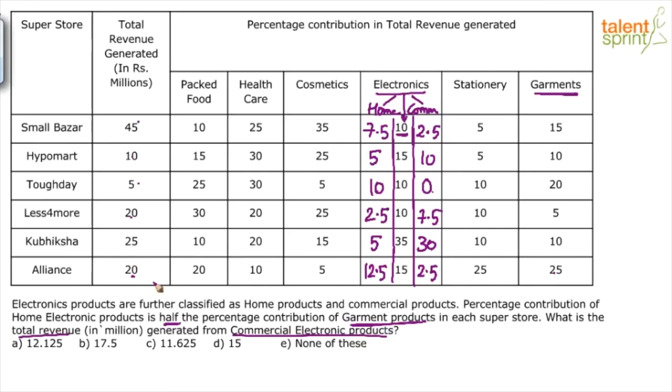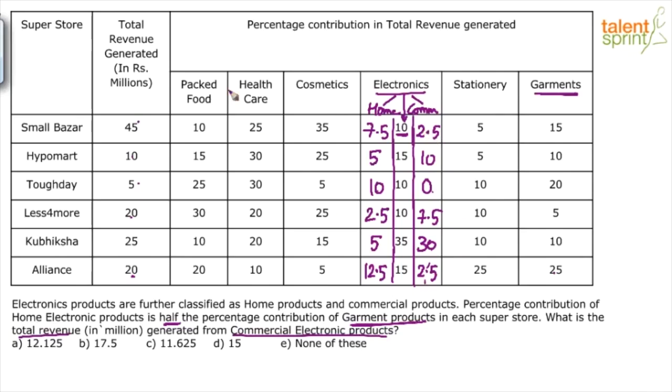So I would like to skip the calculation. I'm sure you can do it yourself. Just take these percentages with respect to the total revenue for each store, add up all of them to get the commercial electronic products revenue. All right, if you're strong in calculation, you can directly write down the values, but I would again say you better take all the values first and then do the cancellations.